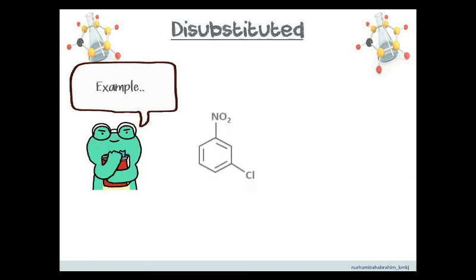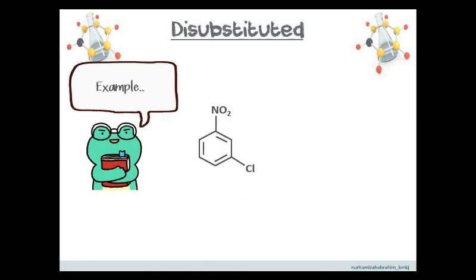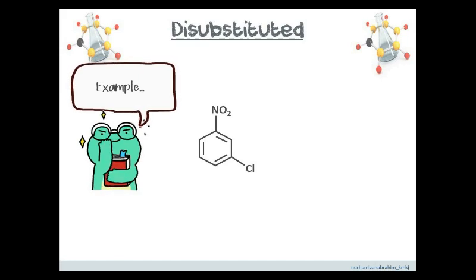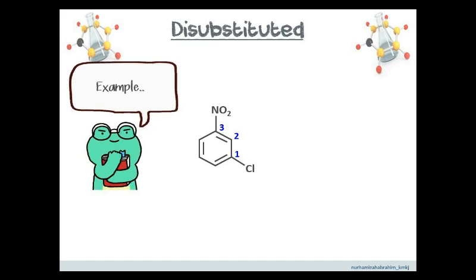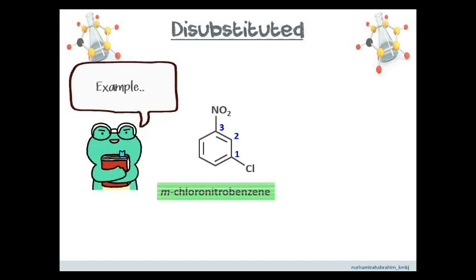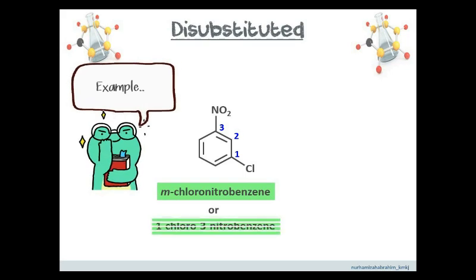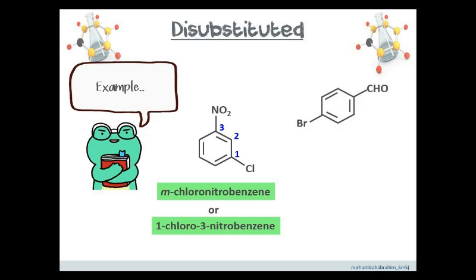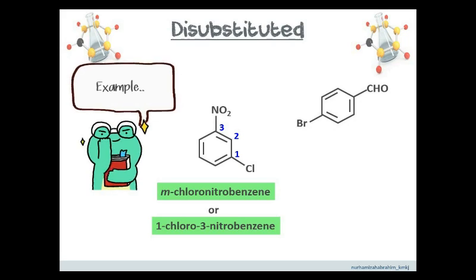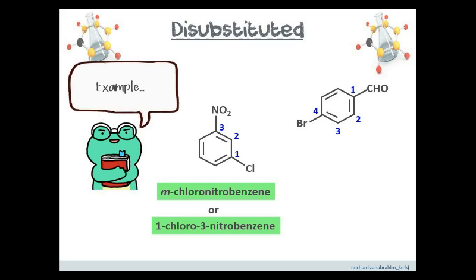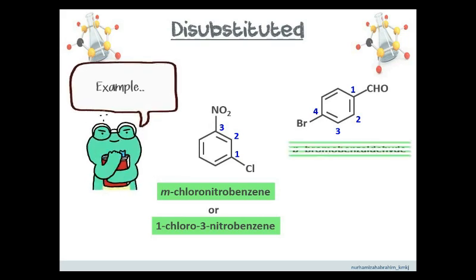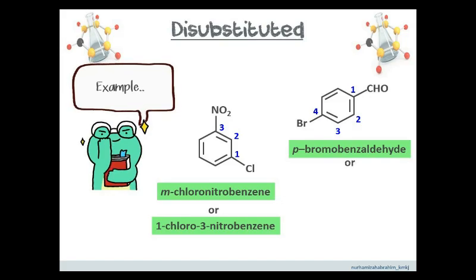For example, the first structure contains an NO2 group and a chlorine atom as substituents. Cl becomes the first carbon, due to alphabetical order, which gives the name of the structure, m-chloronitrobenzene, or 1-chloro-3-nitrobenzene. The second structure contains a carbonyl group and a bromine atom as substituents. The carbonyl group, C double bond O, becomes the first carbon, as it gives the new parent name, benzaldehyde, which gives the name of the structure, p-bromobenzaldehyde, or 4-bromobenzaldehyde.